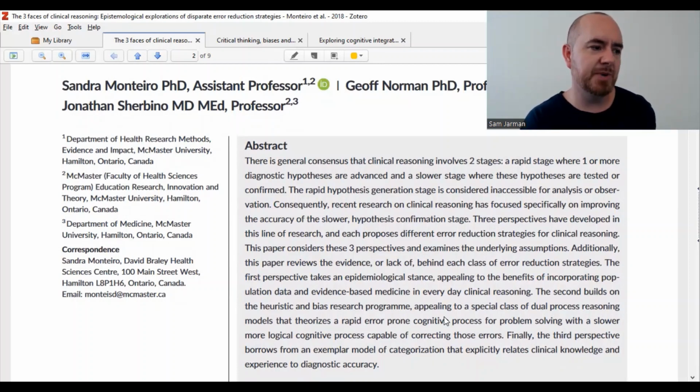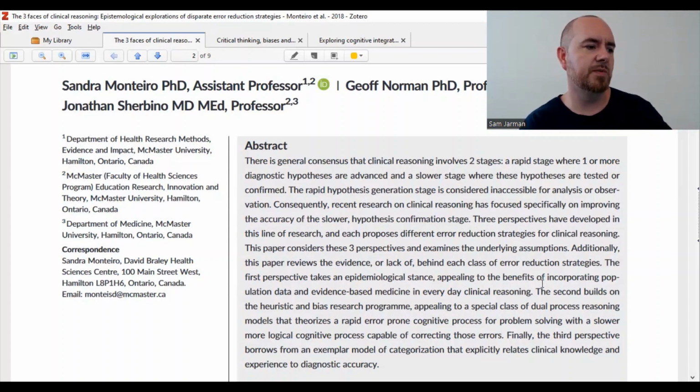The first perspective takes an epidemiological stance, appealing to the benefits of incorporating population data and evidence-based medicine in everyday clinical reasoning. The second builds on the heuristic and bias research program, appealing to a special class of dual process reasoning models that theorizes a rapid, error-prone cognitive process for problem solving with a slower, more logical cognitive process capable of correcting those errors. I'm just going to pull out for a moment. That's the System 1 and System 2 thinking that we've already talked about.